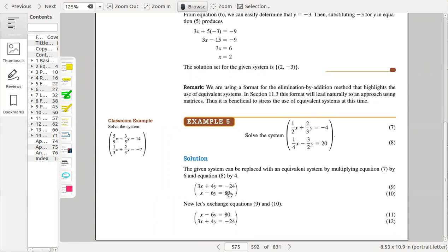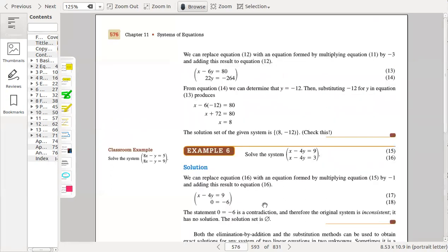x is equal to 80 plus 6y, and we can make a substitution of this into the first equation, or we can even write this as the second one and the second as the first one, so it doesn't matter. You can interchange, no problem. And then x minus 6y is equal to 80.